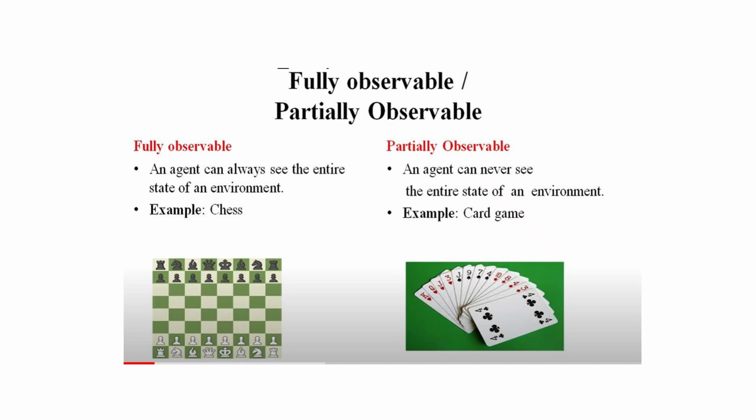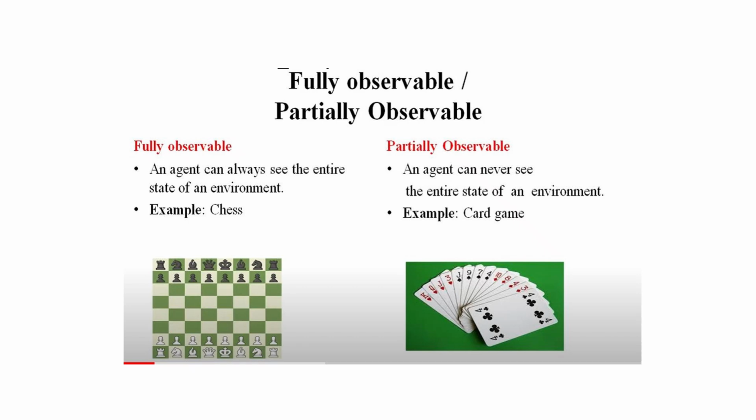Next we are going to see the partially observable environment. Partially observable is where an agent can never see the entire state of an environment, so it cannot access all the information about the environment. Some information may be hidden or uncertain.